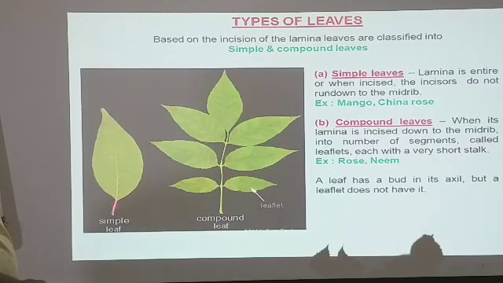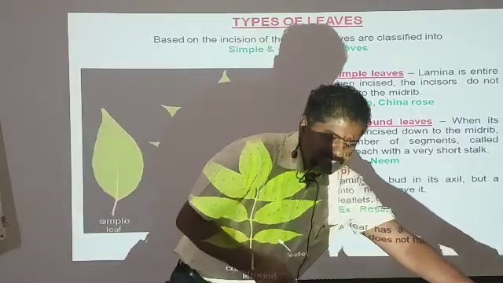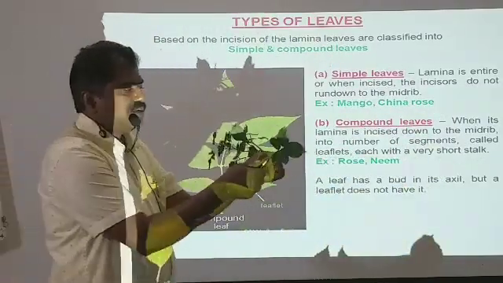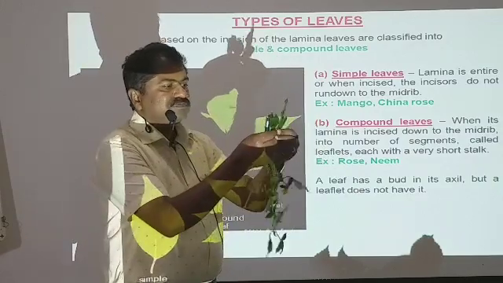In the simple leaf, there is no incision, or if there is, it does not reach the midrib region. Whereas in the compound leaf, many incisions take place and form leaflets. That can be seen in neem and also in rose. These are all the leaflets.